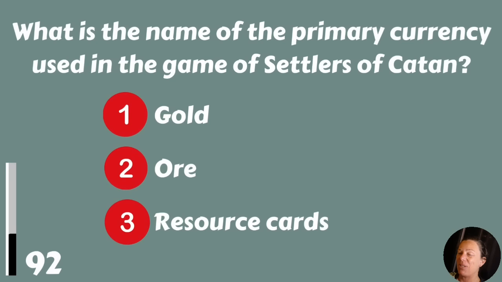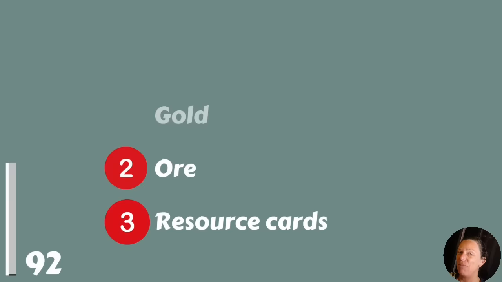What is the name of the primary currency used in the game of Settlers of Catan? Gold, ore, or a resource card? Great board game. Are you a board gamer? Resource cards.